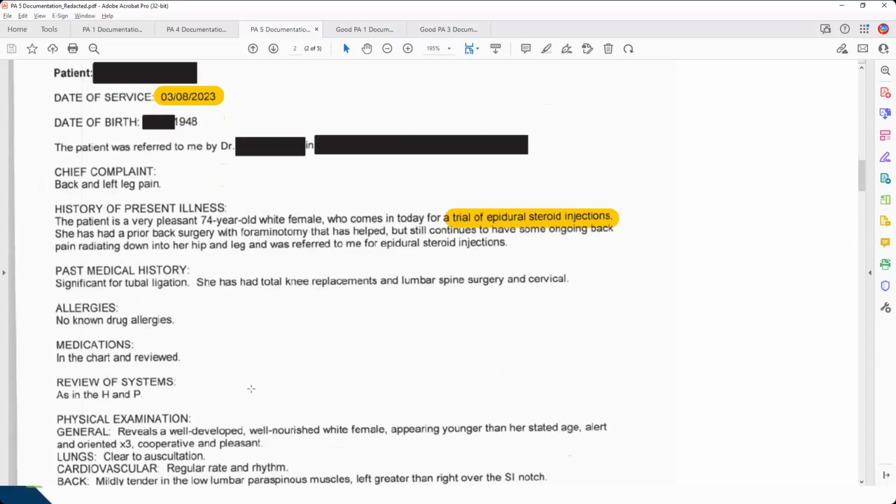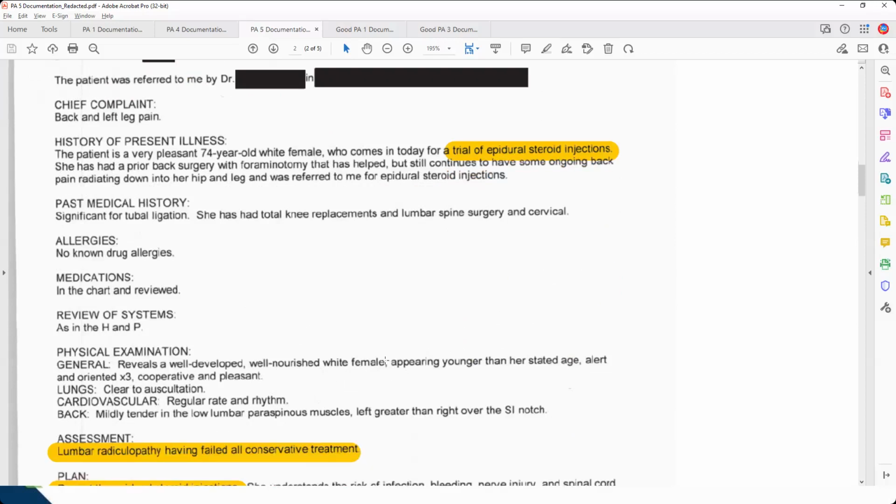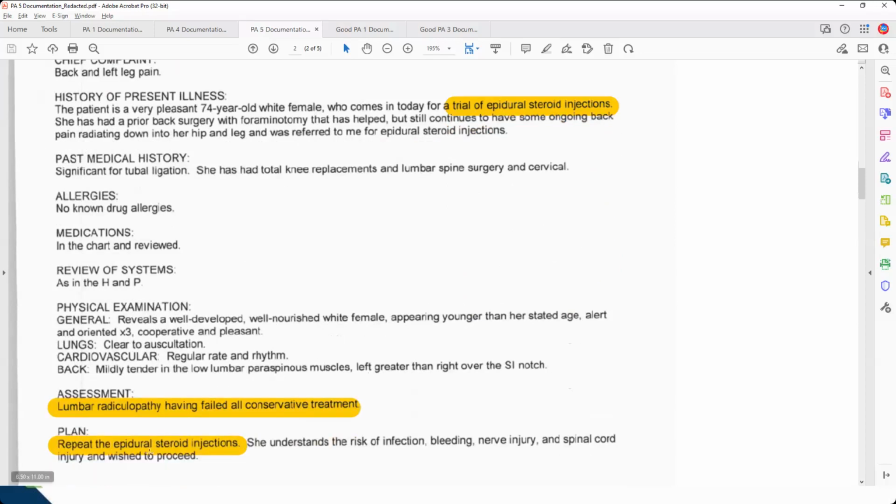So history for this patient, you know, says they've had some prior back surgeries, so we're starting to get a little information. The plan at that time was to repeat the epidural steroid injections.